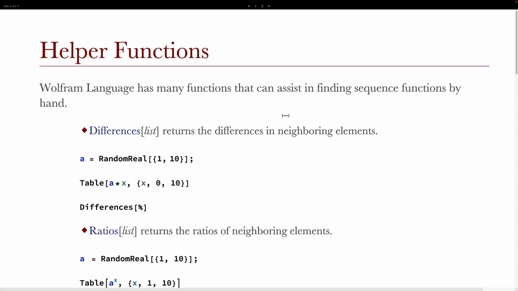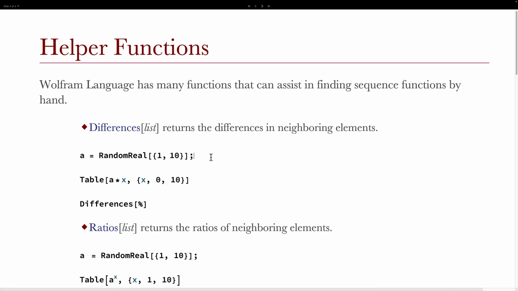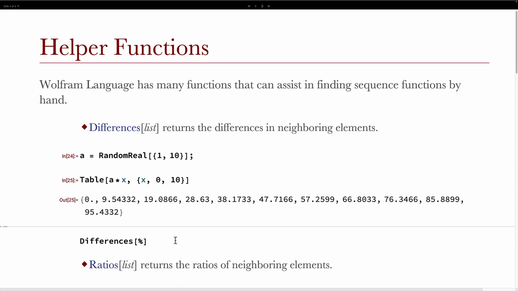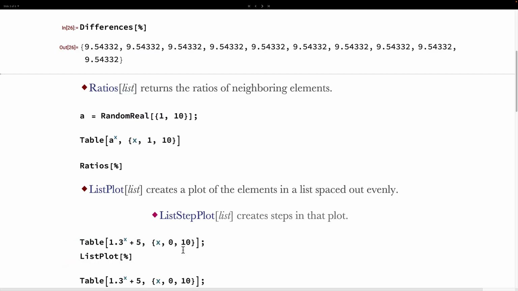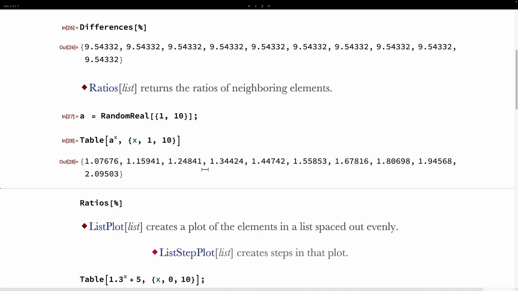For example, when given a list, the Differences function returns the differences in neighboring elements. If we take a random coefficient a and list out a times x as x goes from 0 to 10, then we can take the differences of that sequence and see that it just comes out to be a. Similarly, when given a list, Ratios returns the ratios of neighboring elements. If we take a base a as a random number from 1 to 10, and then take a table of a to the power of x as x goes from 1 to 10, then we can see that the ratios of that sequence will return a.